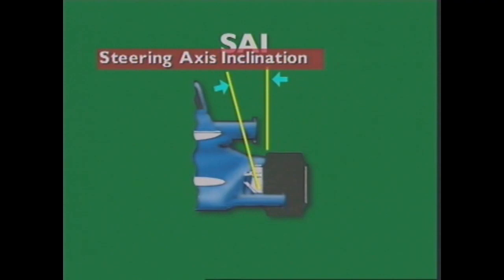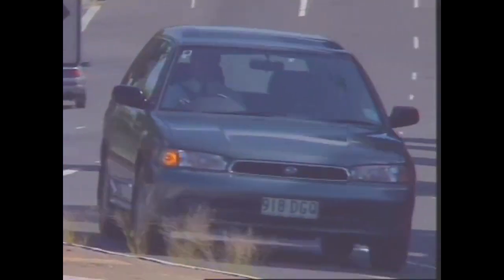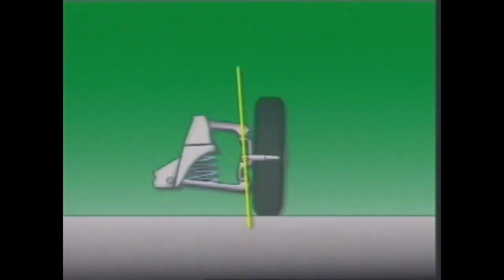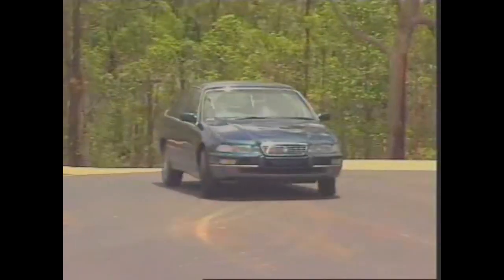This section examines steering axis inclination. The axis around which the wheel assembly swivels as it turns to the right or left is called the steering axis. It is formed by drawing a line through the upper and lower pivot points of the suspension assembly. Seen from the front of the car, it is tilted inward. The angle formed between this line and the vertical provides steering axis inclination angles.